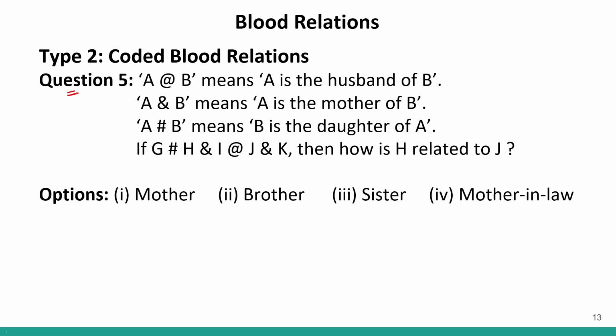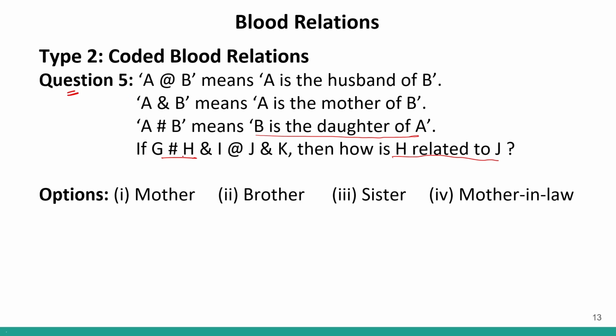Question number 5. Again, a set of codes and an expression are given to us, and we have to answer this question. G hashtag H means H is the daughter of G. So please pay attention. A hashtag B means B is the daughter of A, not A is the daughter of B. Tricks like these can help you in your examination.